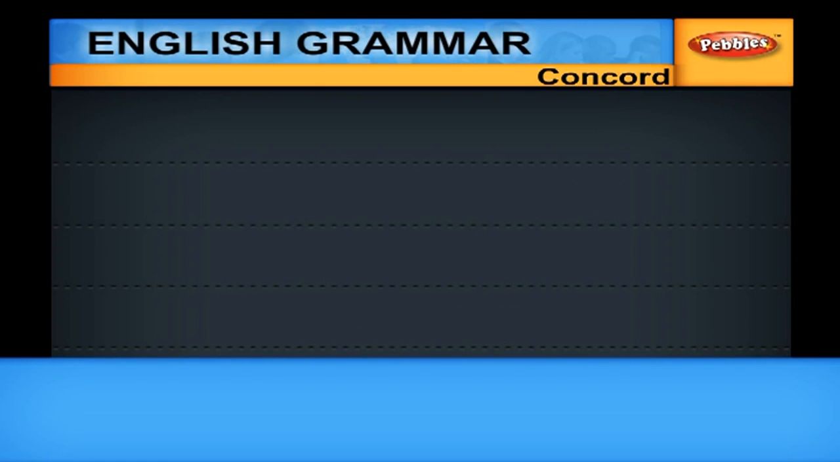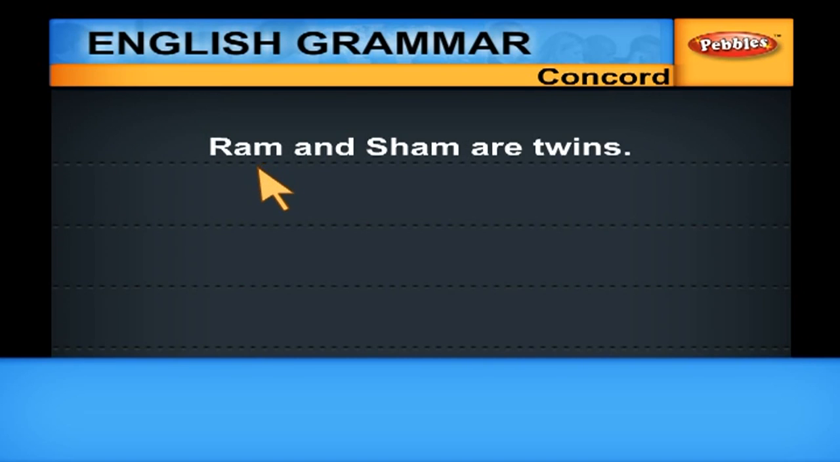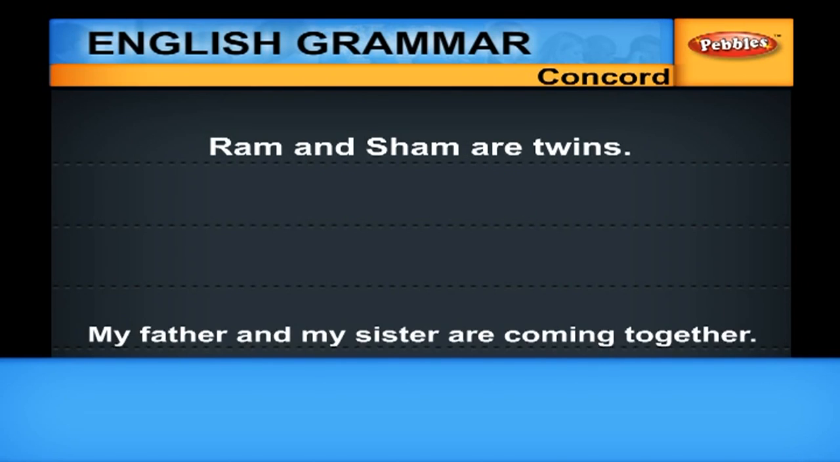Now, there are other concords to be taken care of. When you have two singular nouns linked by and, you should give a plural verb. Ram and Sham are twins. Two nouns, Ram and Sham, are linked by and. So, we use plural helping verb are. My father and my sister are coming together.